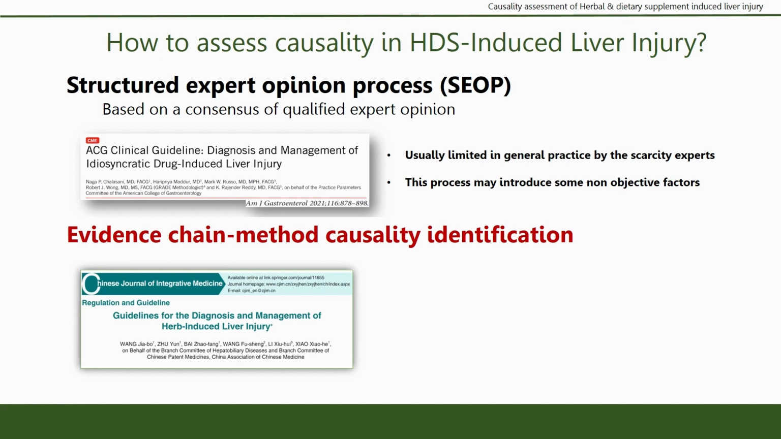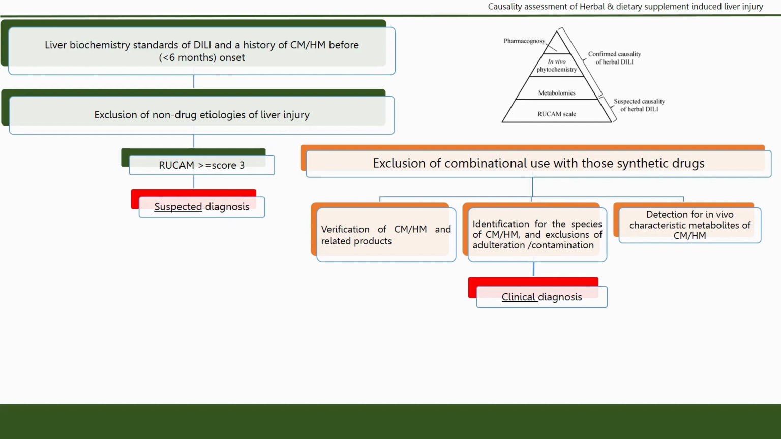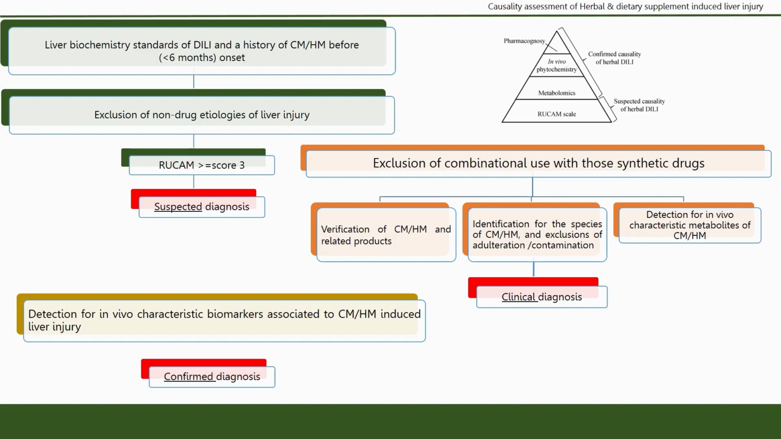Five years ago, the China Association of Chinese Medicine guideline presented a workflow strategy specially designed for HDS DILI with 9 criteria. In the first step, they recommend to use the RUCAM scale, and after applying it, those cases with a score of 3 or more, possible or more, were considered as suspected cases. After that, they use specific methodology to exclude combinational use of synthetic drugs and confirm the clinical diagnosis. The last step is the detection of characteristic biomarkers associated with DILI, and then they confirm the case.